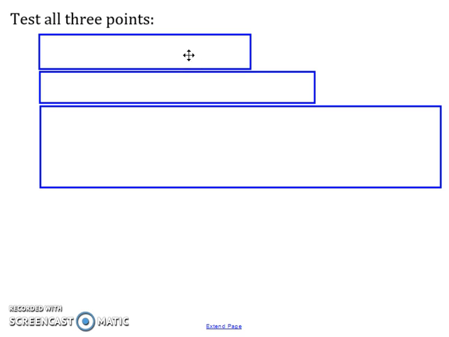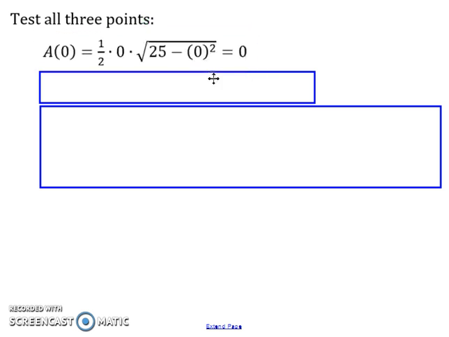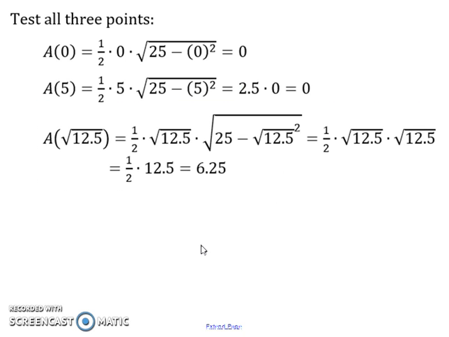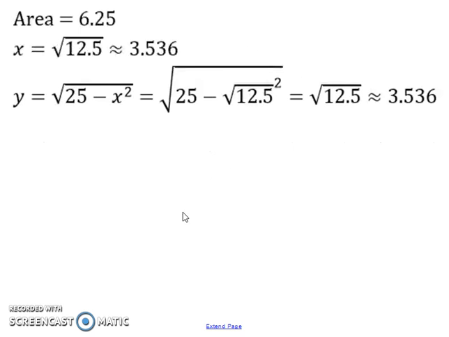Okay, now we had 3 points. One was the endpoint where x equals 0, so I plugged it in. The area is 0. That's not surprising. The other is the endpoint where x equals 5 and y equals 0. Again, the area is 0, and we're not surprised. The only other one to consider is at the square root of 12.5, and we get an area of 6.25. Technically, I should take the second derivative to find out if it's concave up or concave down, but considering the fact that these are both zeros and this is positive, I'm pretty sure this is a maximum.